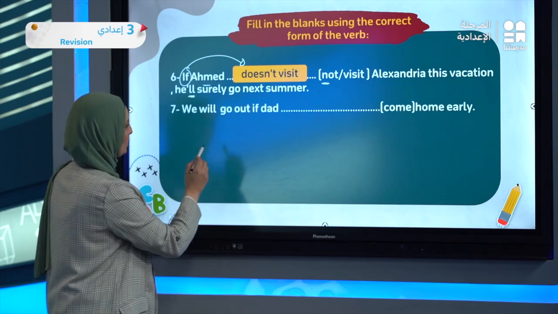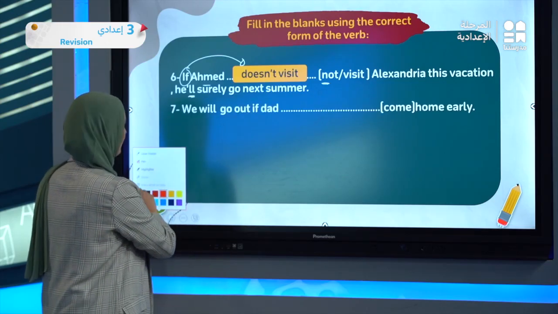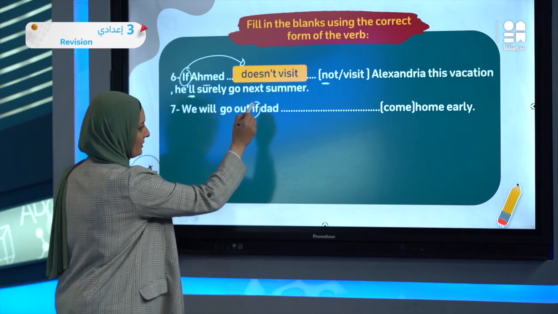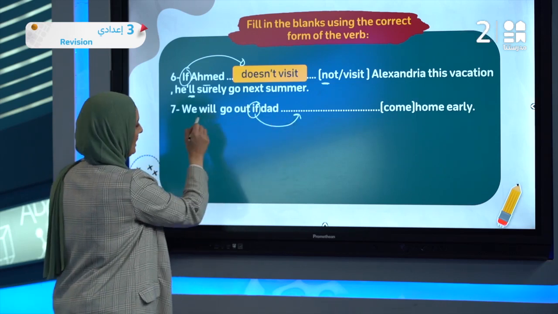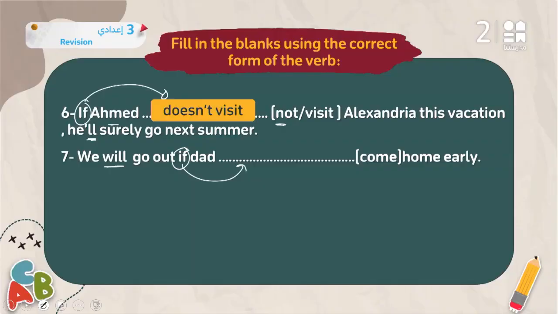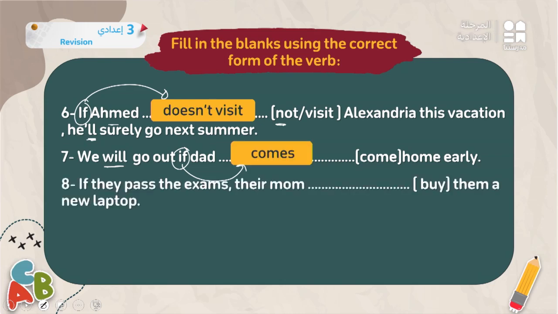Number 7, we will go out. If I have if, so this is I have هنا will، يبقى ده first conditional present simple. طيب come مع dad هتبقى comes. The last one, if they pass ال present simple عندي بعد if يبقى الناحية التانية will plus infinitive. So their mom will buy.